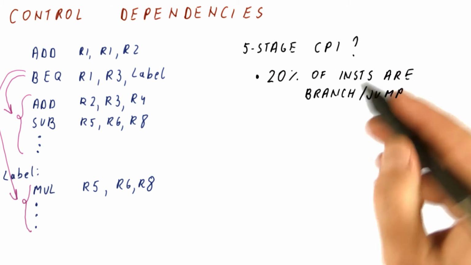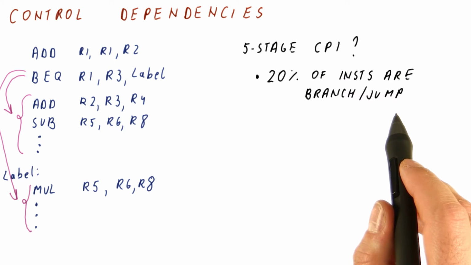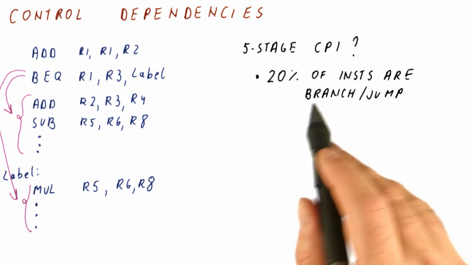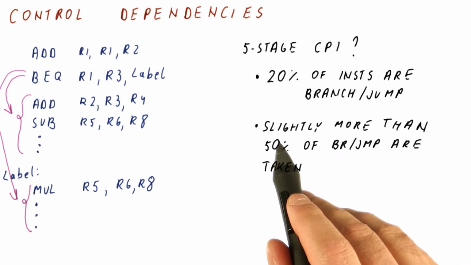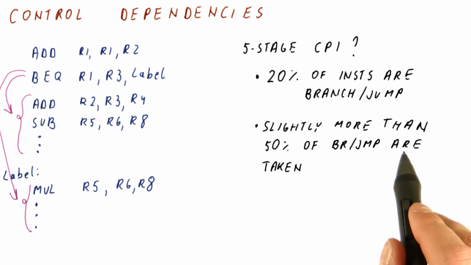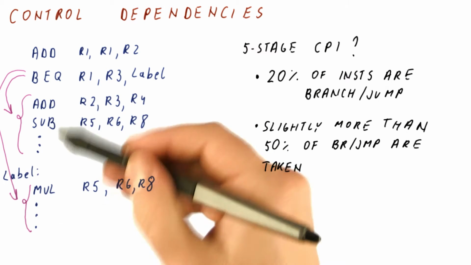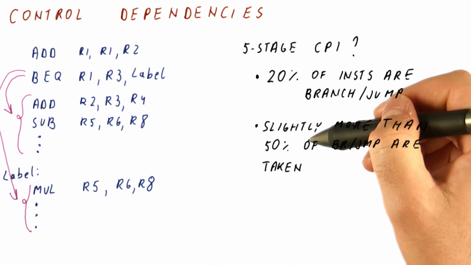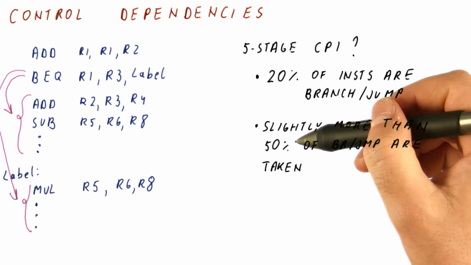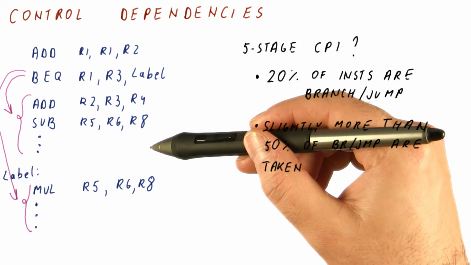On average, about 20% of all instructions are branches and jumps. So about 1 in 5 instructions will be a branch or a jump. We also know that slightly more than 50% of branch and jump instructions are what we call taken, meaning they go somewhere else and don't just continue. Putting these two together means that for half of these instructions, we will be fetching the wrong instructions.